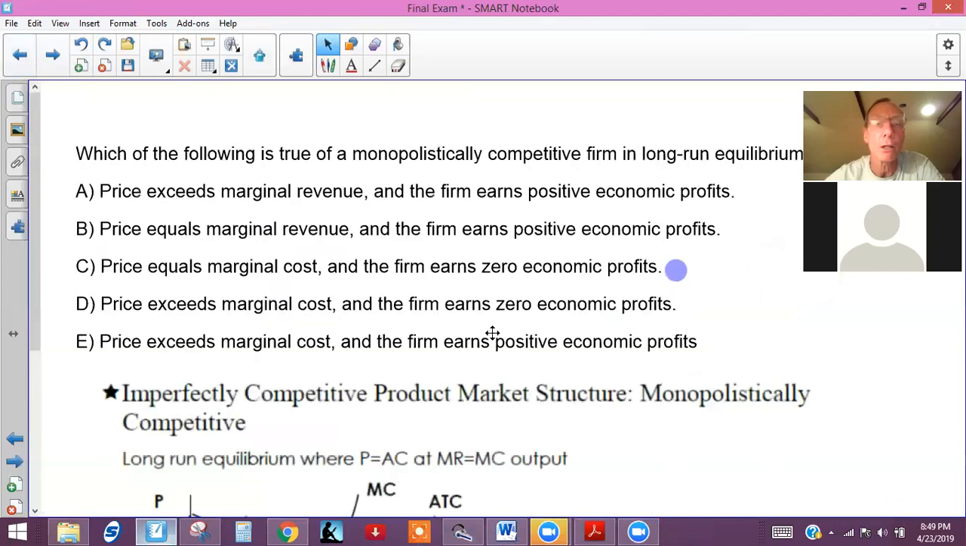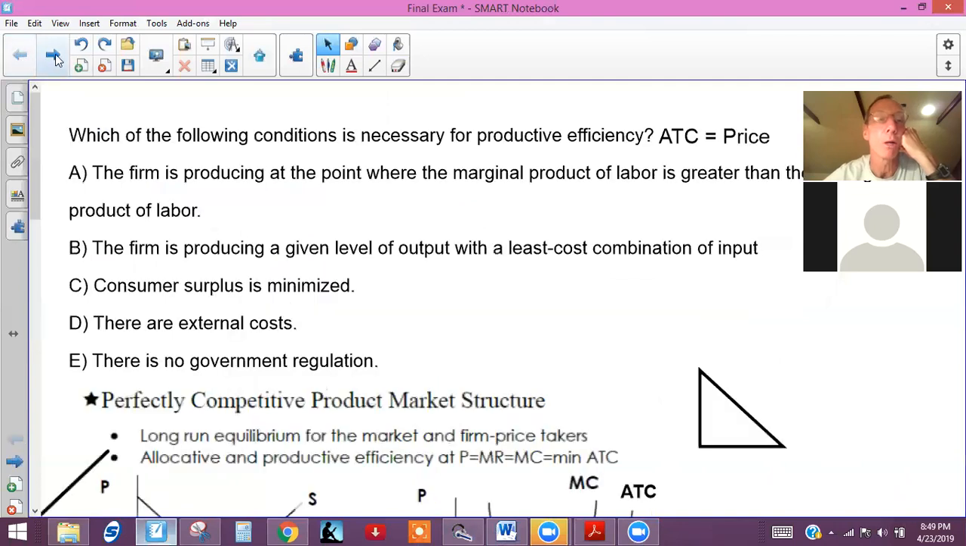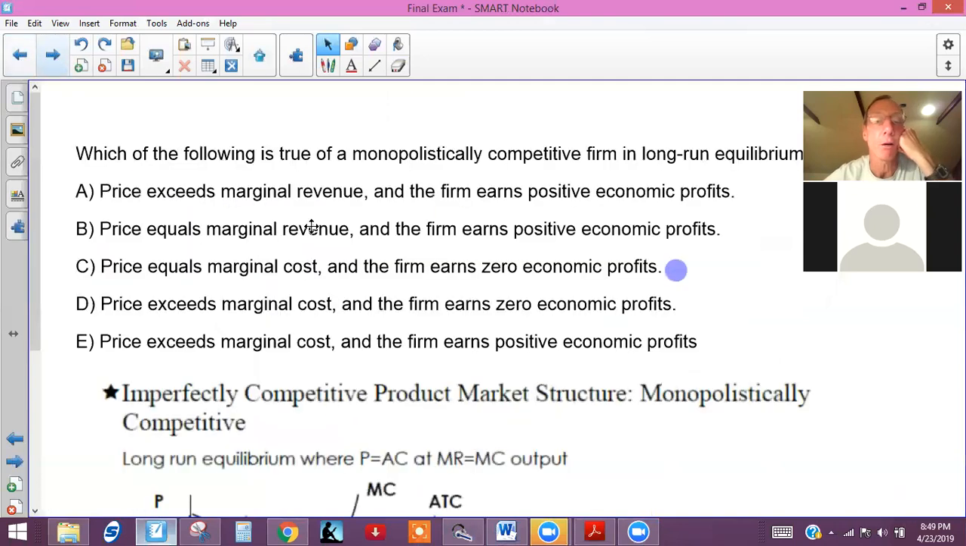So did I go over this one? Nope. Okay. So this is another one. Let me see what order we're going in here. Okay, so I did that one. I had a graph. Okay, yeah. Which of the following is true of a monopolistically competitive firm in the long run? So this helps you understand these graphs, just studying these questions.